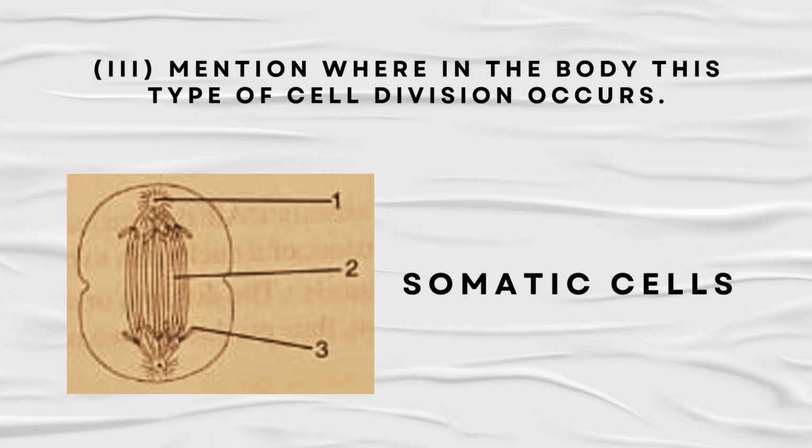Third question. Mention where in the body this type of cell division occurs. The answer is somatic cells. These are the body's regular cells, where mitosis occurs to help with growth, repair, and maintenance.